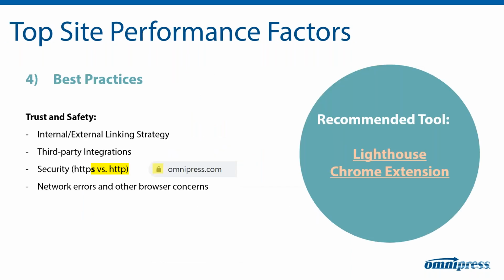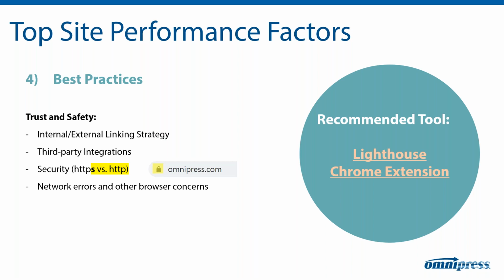And then best practices. This is the last thing I'm going to talk about regarding site performance. And this is really about the trust and safety of your website. So Google wants to send people to non-spammy sites. They want to send people to sites that perform well. So one of the things that can affect this is your linking strategy. Are you linking out to other websites that maybe Google is considering spammy, or maybe Google is giving them a very bad score? That can actually affect you just by association that you're linking to them.